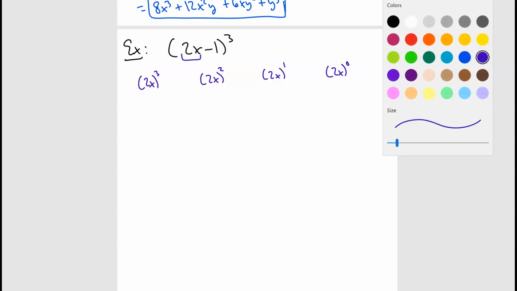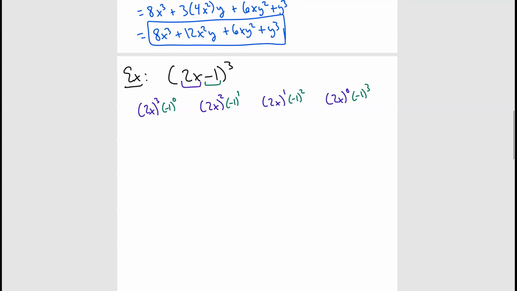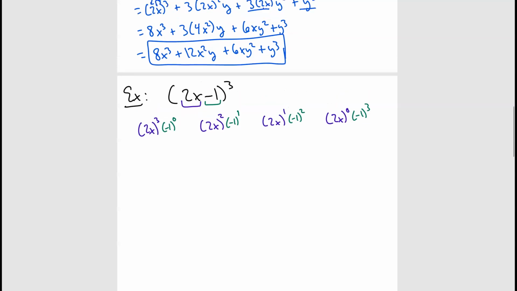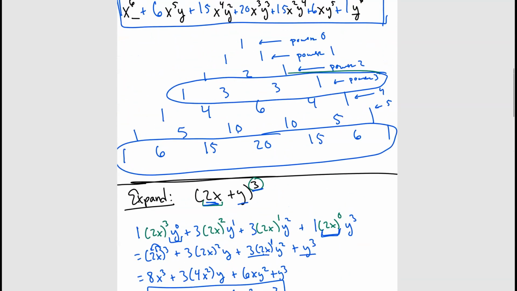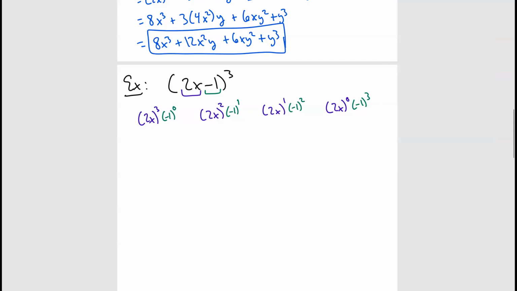Okay, now we're going to do that y. Now that y is a negative 1, we're going to include that negative. So the first one's going to have negative 1 to the 0 power, negative 1 to the first power, negative 1 to the second power, negative 1 to the third power. Okay, so we did our x's in decreasing order, and we did our y's, which in this case was negative 1, in increasing order. Now, since it's to the power of 3, we're going to use this row for our coefficients: 1, 3, 3, 1.